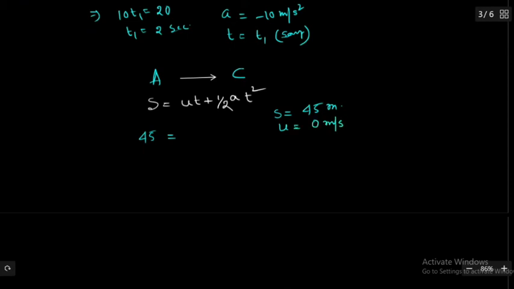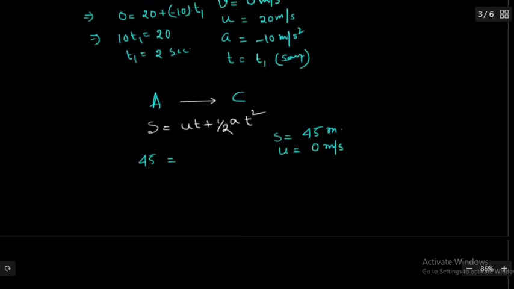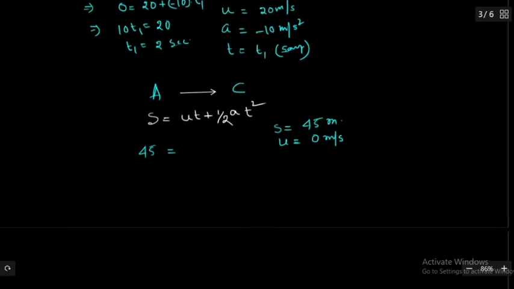and u is equals to 0 meter per second. Why? Because when it will start falling from this point A, at this point the velocity will be 0, because when it will be going up to the point A, at that time for a fraction of moment the ball will be stopped. After that only it will start falling. So in this point A, the velocity will be 0. So here u means initial velocity will be 0, and t, let's say it is t2, we have to calculate it.